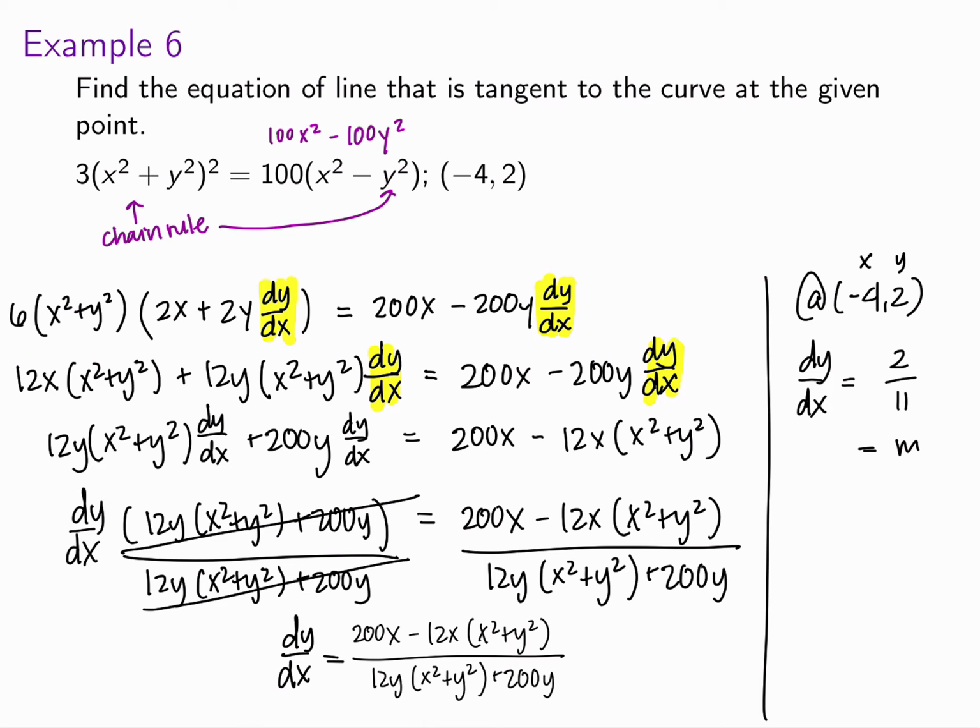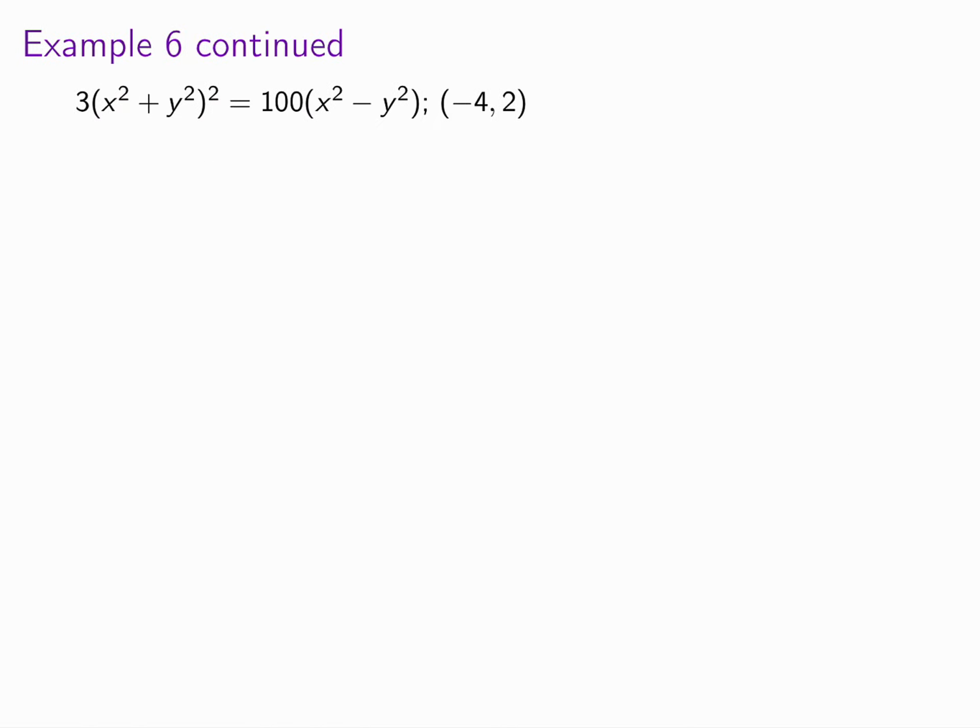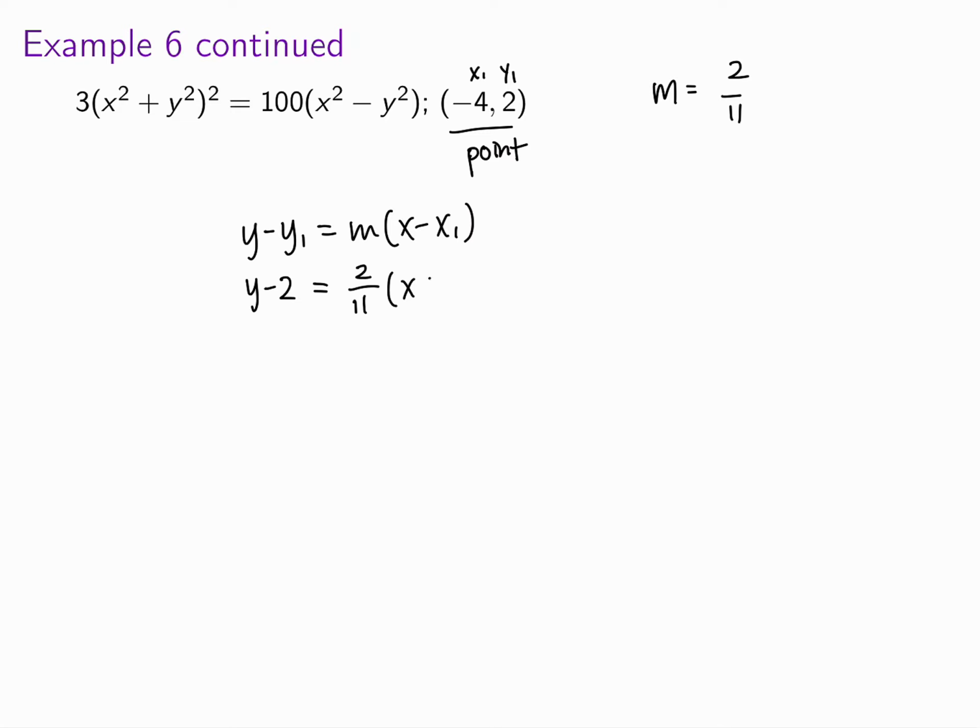Now, we're not quite done yet. Remember, we were asked to find the equation of the line. So we know our point is (-4, 2). So this is our x1 and our y1. And our slope we just found to be 2/11. So we can use point slope form. y minus y1 is m times (x minus x1). So y minus 2 equals 2/11 times (x plus 4). This is a perfectly good answer. This is in point slope.